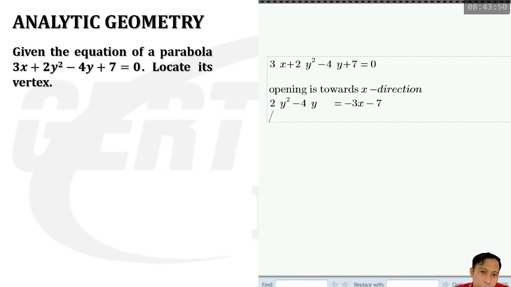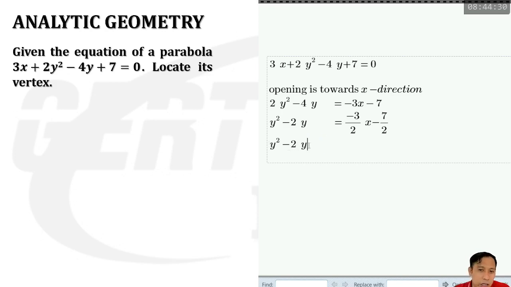Now, after this, completing the square. In order for us to be able to complete the square, i-factor out muna natin ito. Make this written as y squared minus 2y, and that is equal to negative 3 over 2 x minus 7 over 2. We divided it by 2. Okay? And after that, complete the square.